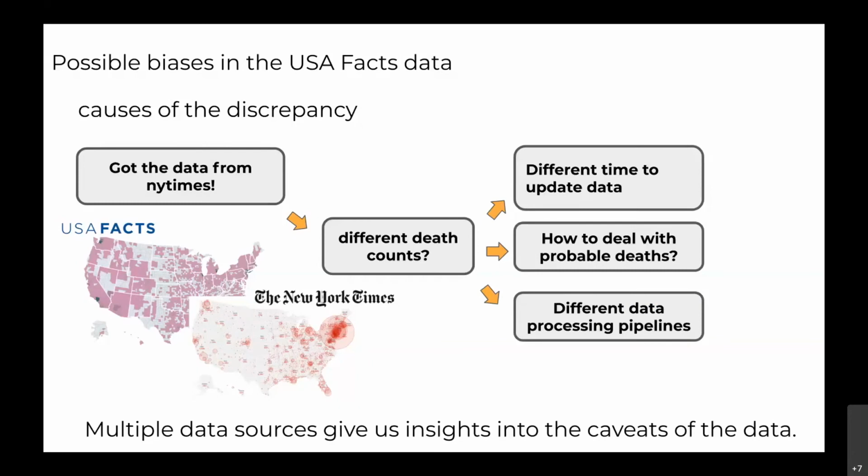After mid-March, we have both the deaths that we know for sure are related to COVID-19, but there is also another column called probable deaths. And the New York Times and USA Facts might deal with probable deaths in a different way. Also, since USA Facts and the New York Times didn't really articulate how they process the data from the local agencies, this difference might be due to their different data processing pipelines.